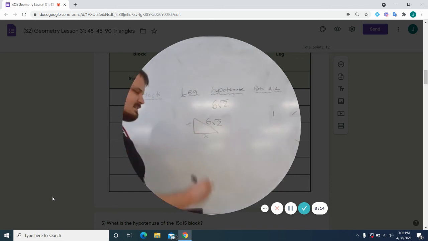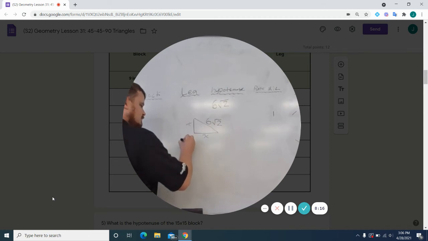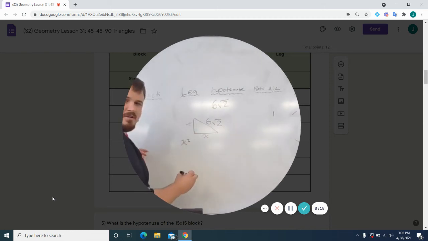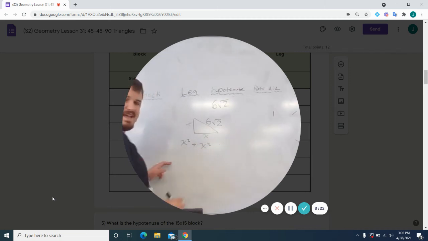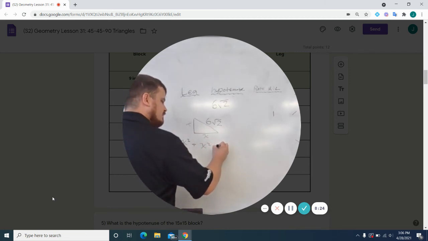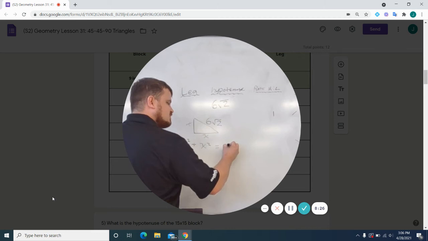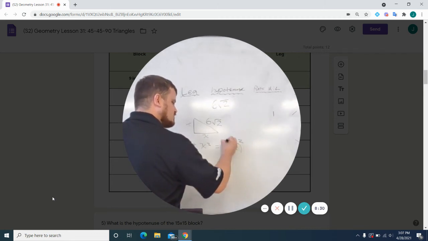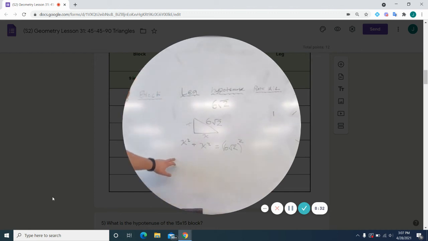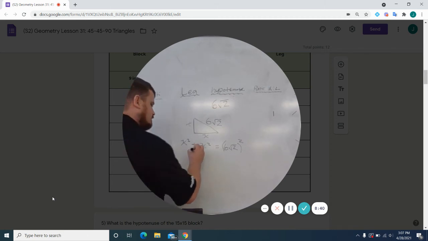Okay, so if I do that, it's going to be x squared plus x squared equals 6 root 2 squared. The whole thing is squared. Okay, can you see that okay? Yeah, because remember, a squared plus b squared equals c squared. So we have x squared and x squared, there's 2 of them, so you can just make that 2x squared.